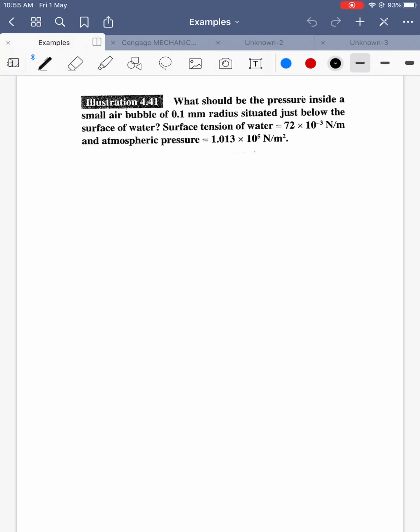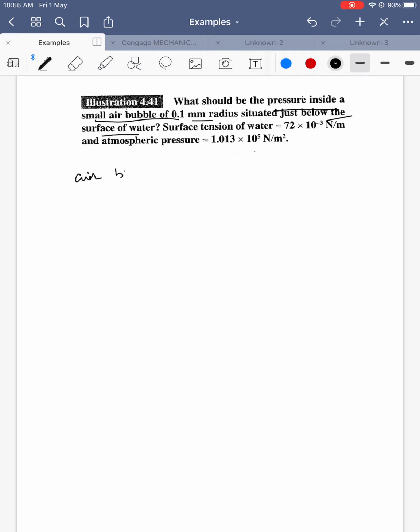Hi students, in this class we are going to see a few examples on excess pressure which we discussed in the last video. So what should be the pressure? Let's see the examples. What should be the pressure inside a small air bubble of 0.1 millimeter radius just below the surface of water? See, an air bubble has some special cases.